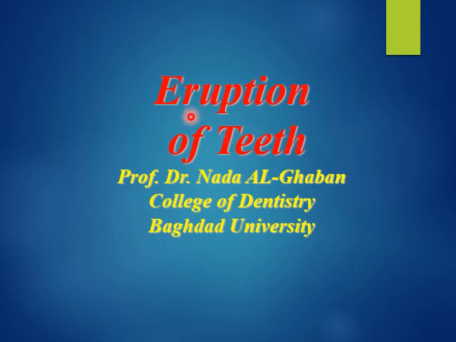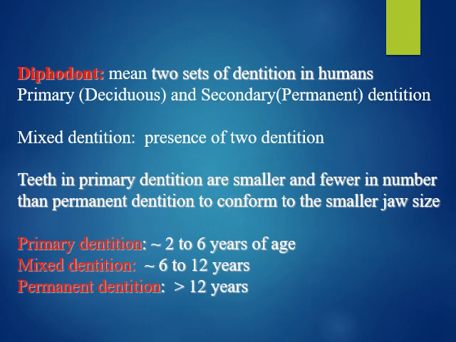Today our lecture is eruption of teeth. Diphyodont means two sets of dentition in humans, primary and secondary dentition. Mixed dentition means the presence of two dentitions at the same time. Teeth in primary dentition are smaller and fewer in number than permanent dentition to conform to the smaller jaw size.